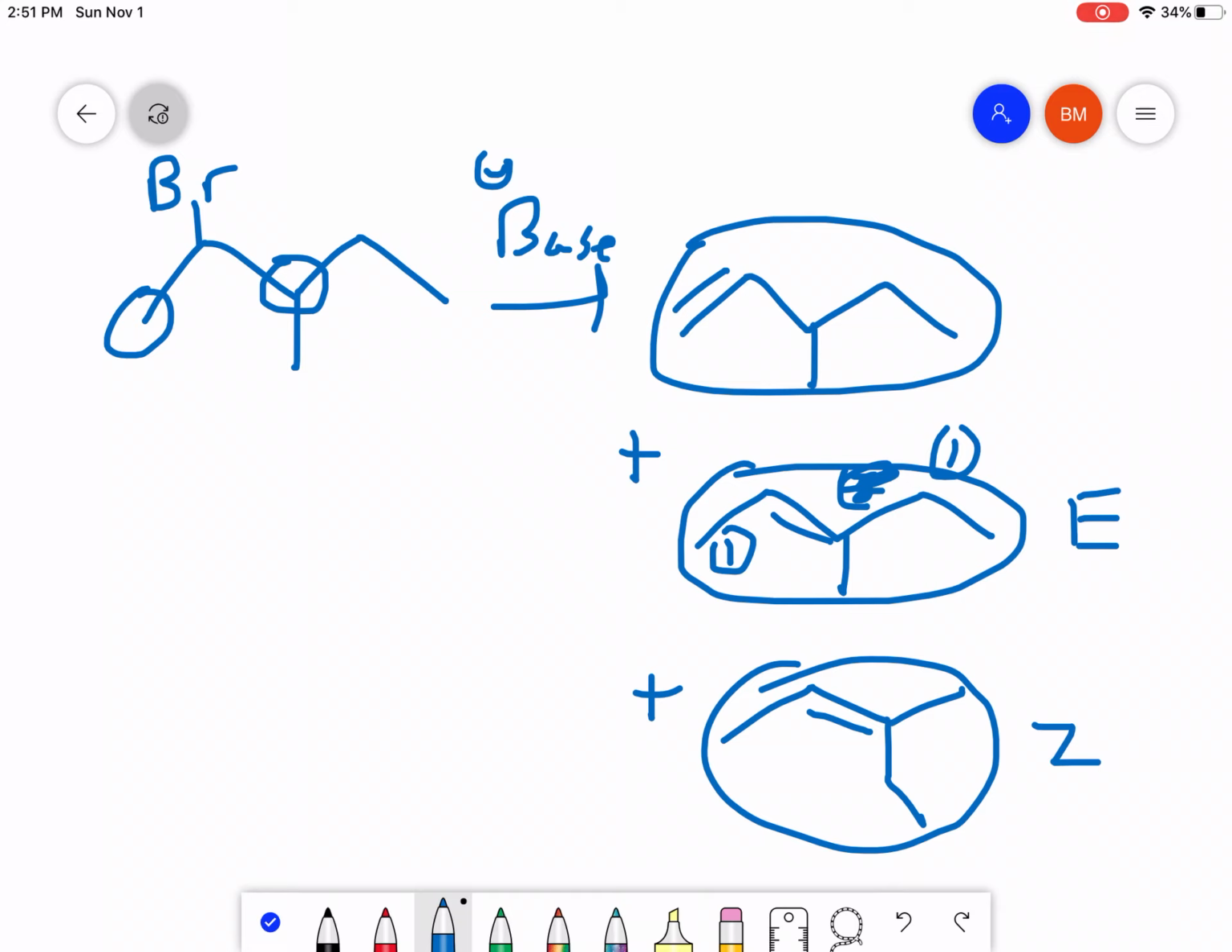Which one would be major? Well, you know it won't be the top one, right? Because it's less substituted than the other 2. The top one's going to be the most minor one. All right, then you're looking at these 2, and the only difference is that one of them's an E, one of them's a Z. So we know that E is more stable, so we know that this guy is going to be the major product.